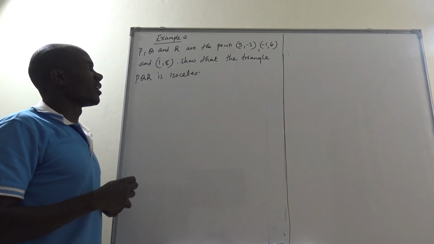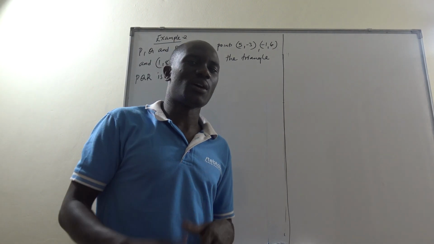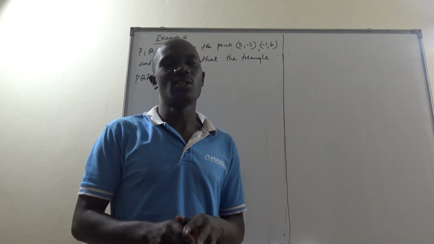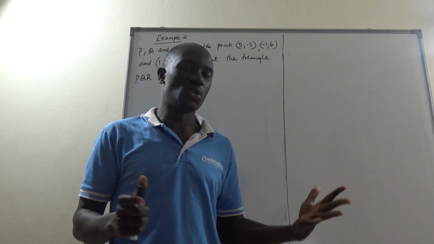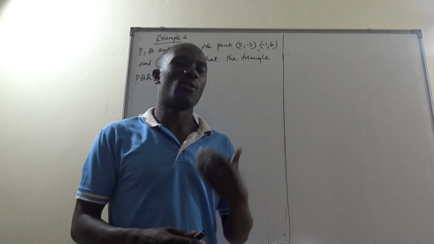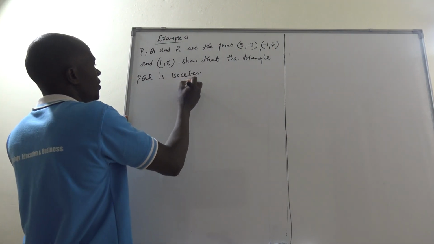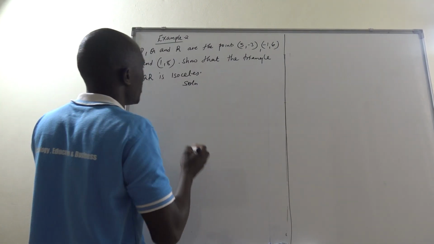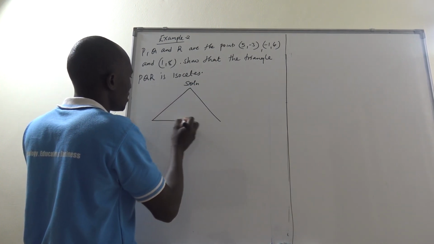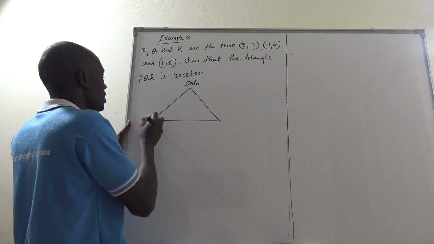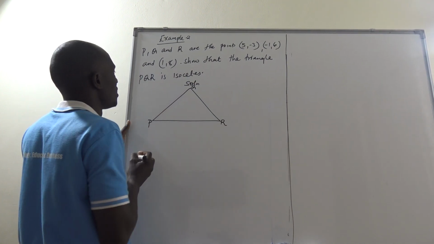So if we want to prove that it's isosceles, what do you know about isosceles triangles? They're the ones which have two sides that are equal, the same lengths. So we want to prove this using our idea of lengths. How do you prove this one? Can we first have a sketch? This is our triangle. Say this is P, this is Q, this is R.